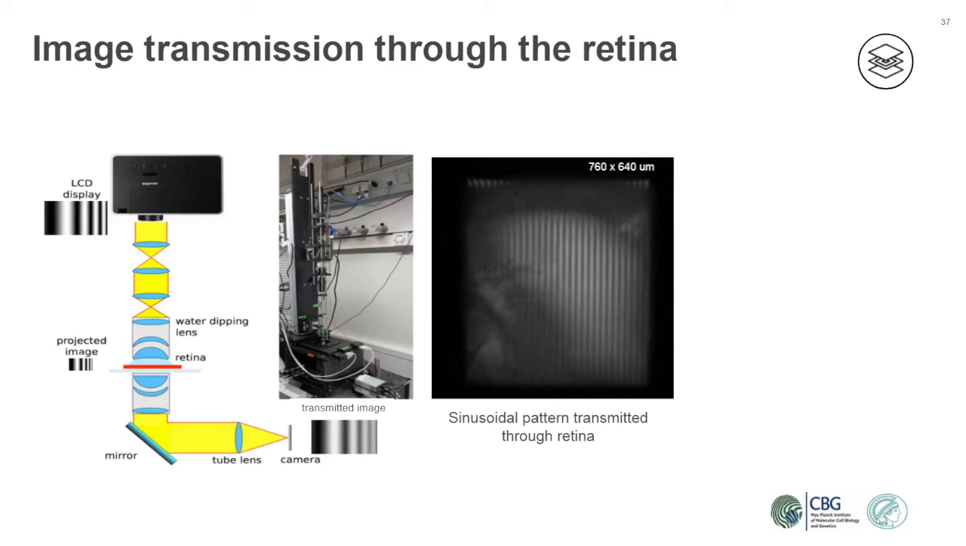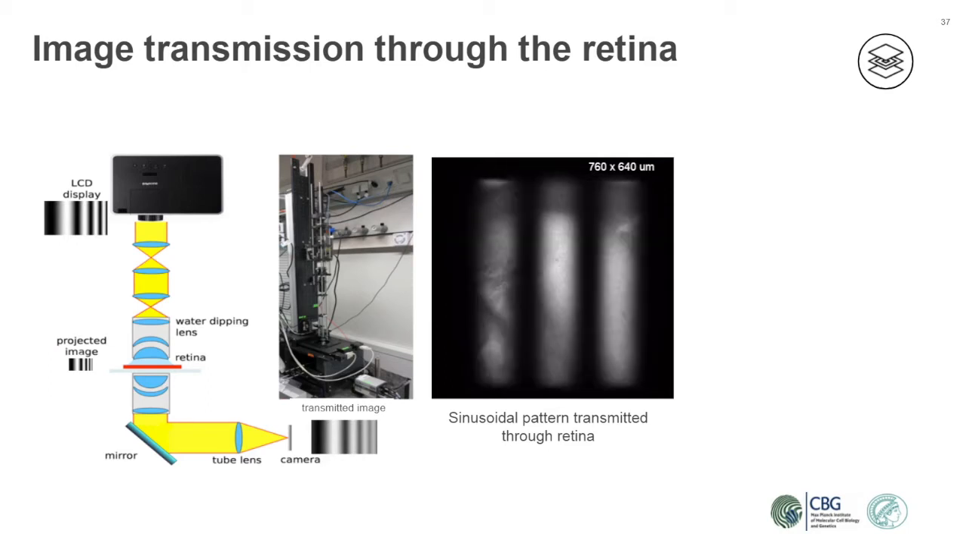To test this hypothesis, we measured how cleanly an image is transmitted through the retina by recording the transmitted image with a camera and analyzing it. To the left, you see the schematic of the custom microscope that we built, with which we can project images onto the retina and record those images to later see how image transmission through the retina takes place.